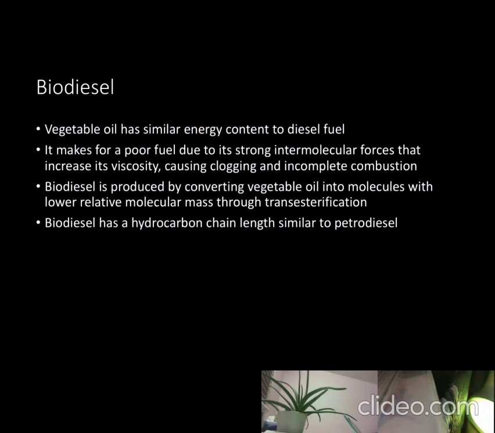And here's biodiesel. The key point to take away in this slide is that the energy content of vegetable oils is similar to that of diesel fuel, but they're not used in internal combustion engines as they're too viscous. So this idea of being too viscous is a common theme. It's just bad for the engine overall, and it would be a bad idea to use it.